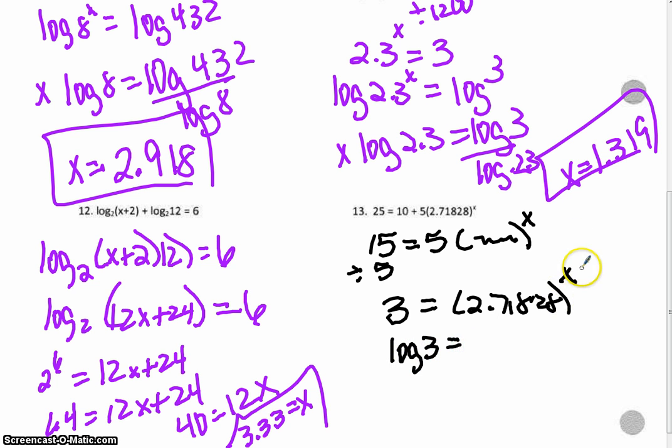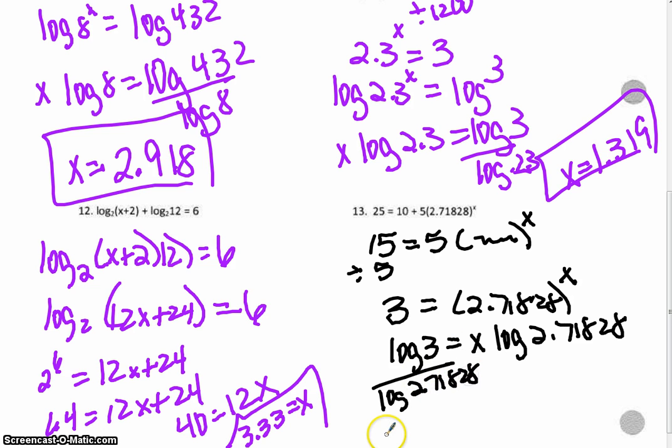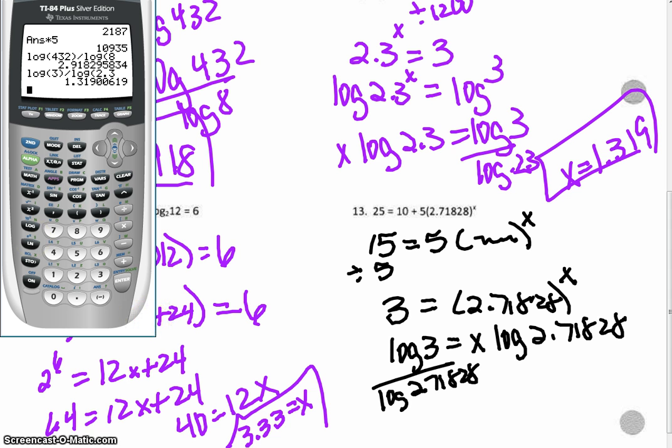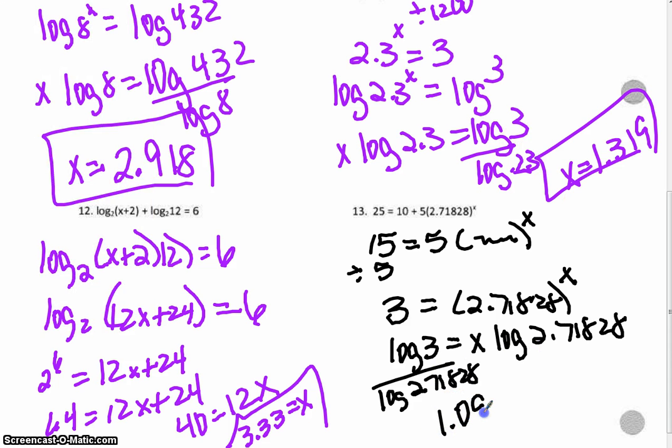When you add log, this x is going to go to the front, and it becomes x times log of 2.71828. Getting x by itself, so you're going to divide by log of 2.71828. So you're going to take your calculator, and you've got log of 3, get out from under your log, divided by log of 2.71828, and you get 1.099 equals x. 1.099 equals x is your answer there.